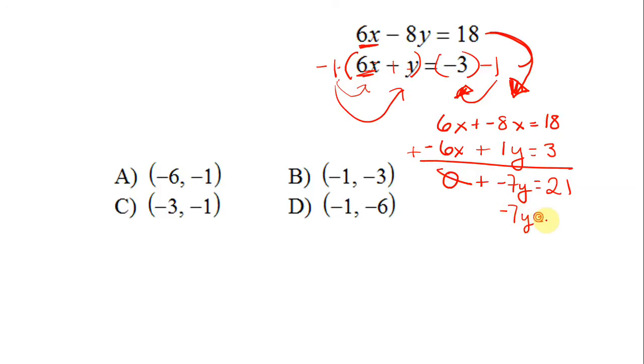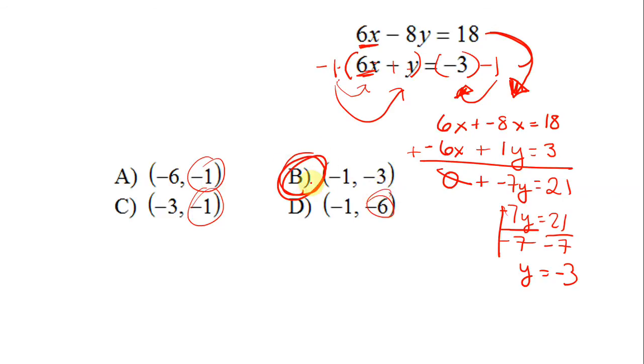Divide both sides by -7, and this will get me y equals -3. So far, that would actually get me my answer choice because this has y coordinates of -1, -6. Choice B is my only choice with -3, so choice B is my correct answer.